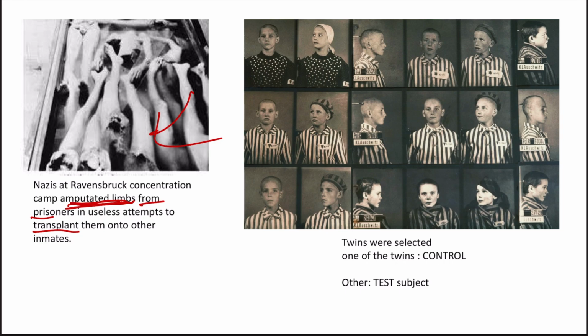Then this experiment shows the different twins. So in that, one twin was taken as the control and the other twin was taken as a test subject. So as you can see here, it was basically endangering the life of the test subjects because of these experiments. So these were some of the experiments which were conducted in the Nazi war camps during the World War II.